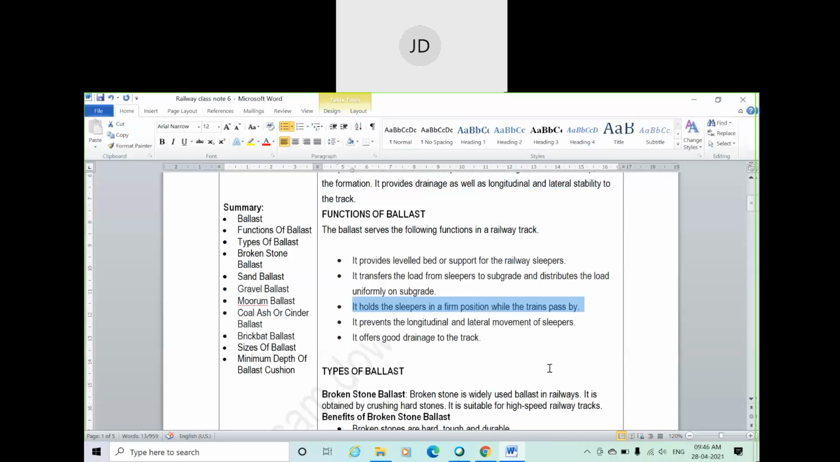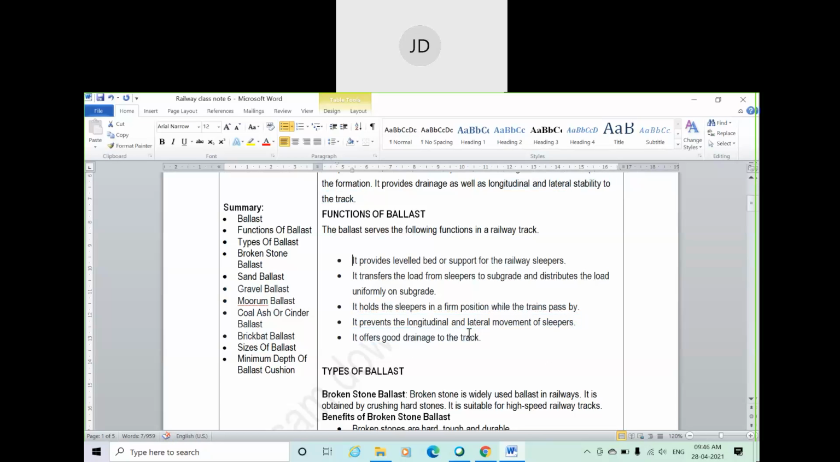When the train is moving along a rail, because of the vibration in the rail, the sleeper tries to move away from the track. But because of the presence of the ballast, it will not go in a different direction. It has stability. It gives stability in the longitudinal and lateral direction. That means it prevents the longitudinal and lateral movement of the sleeper. Fine. It also offers good drainage to the track.